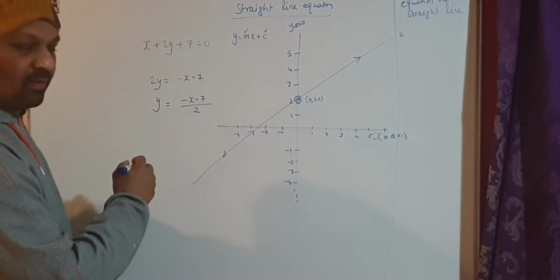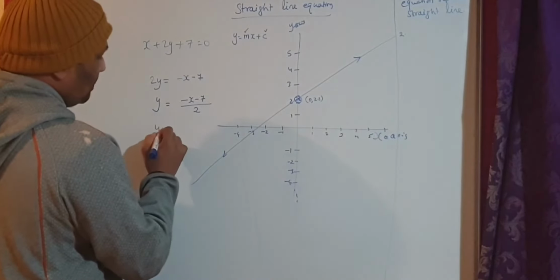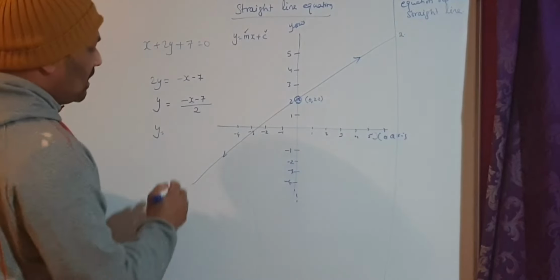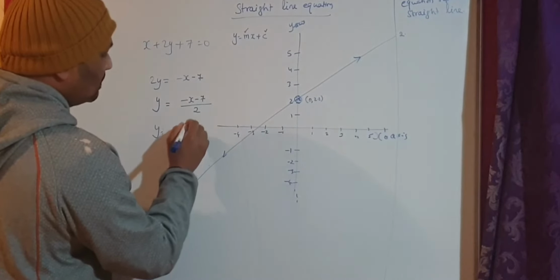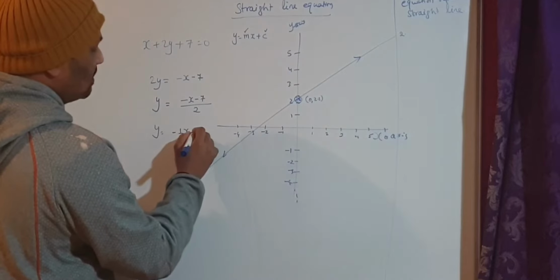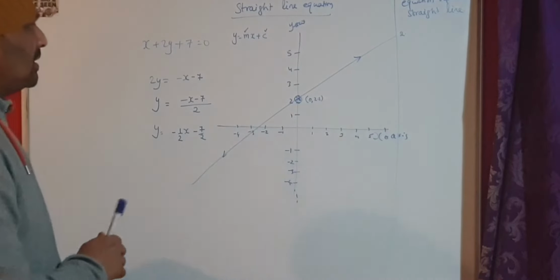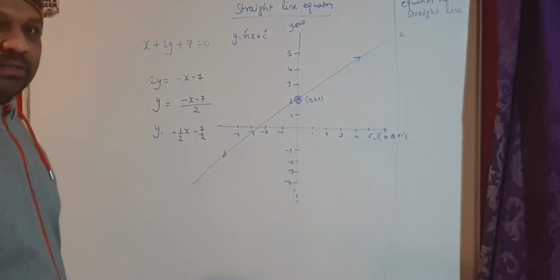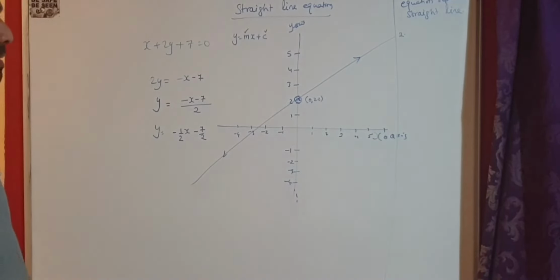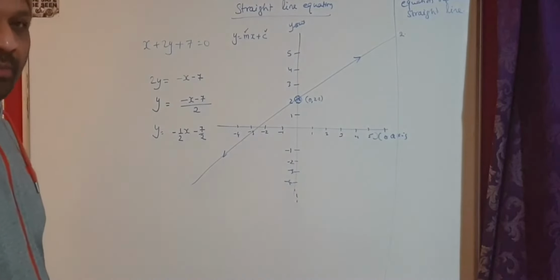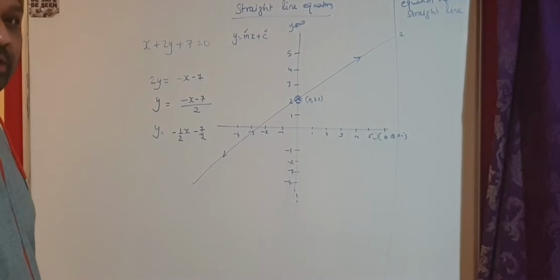If you further simplify this equation into this format, you'll get minus 1 by 2 x minus 7 by 2. Now, is this in y is equal to mx plus c format? The y is equal to mx plus c format is also called the slope intercept form.